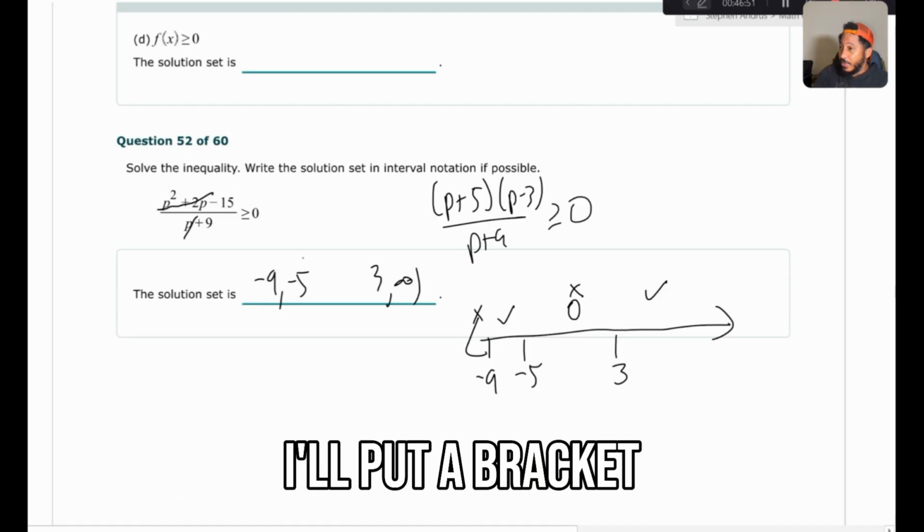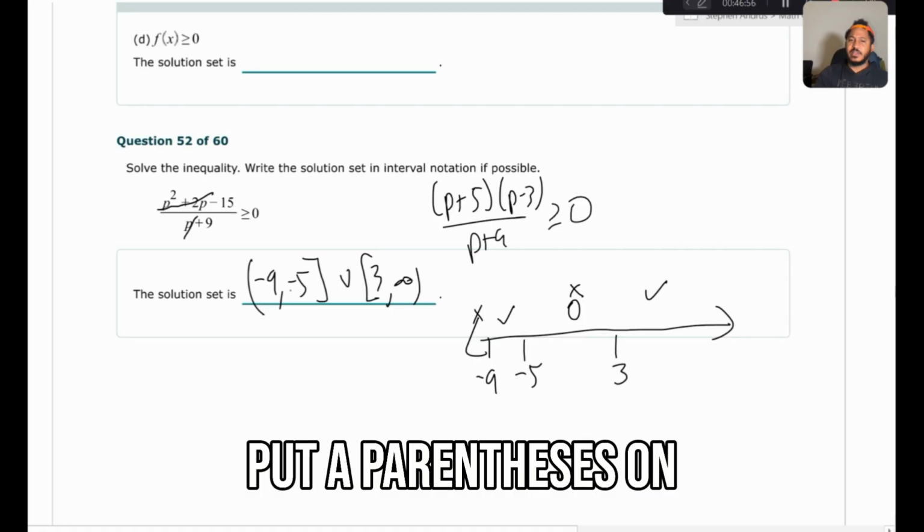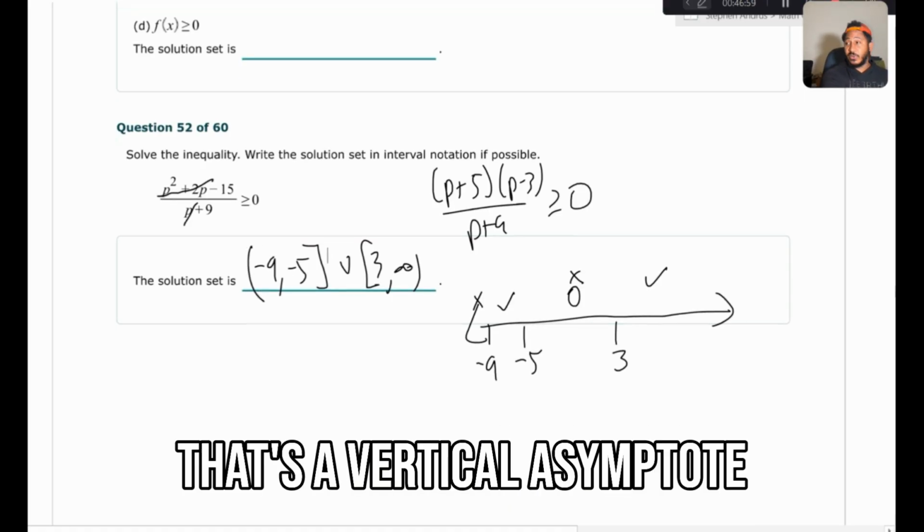In other words, I'll put a bracket on -5 and 3. Those are the x-intercepts when the numerator equals 0. Put a parenthesis on -9. That's where the denominator equals 0. That's a vertical asymptote. All right, almost done.